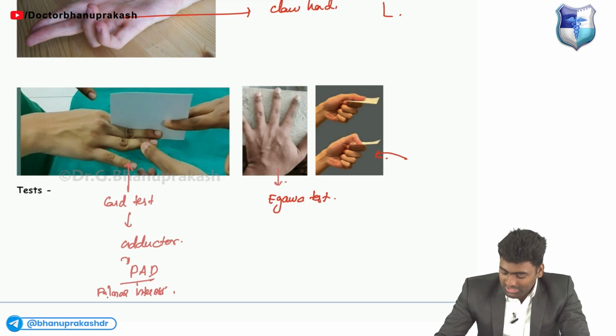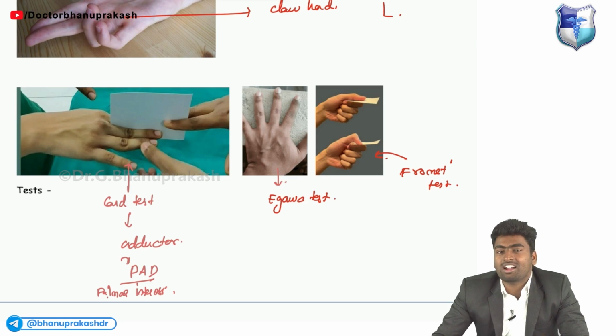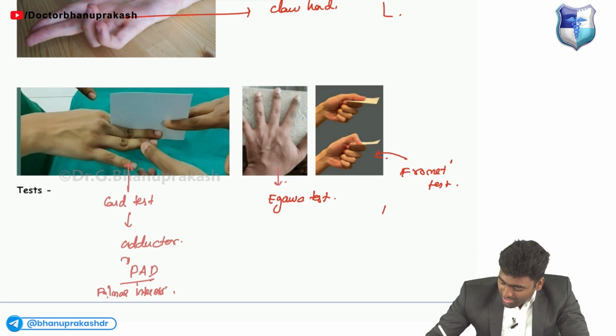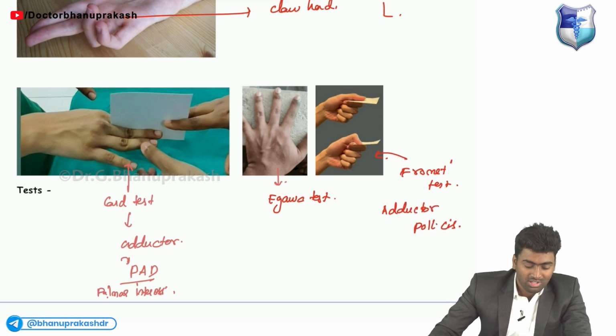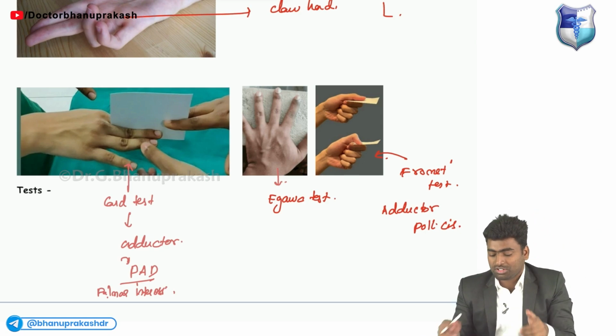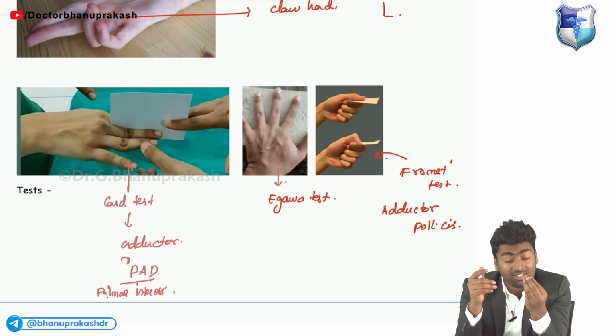Which one is it? It is Froment's test. But which muscle is it? Is it adductor pollicis or abductor pollicis? It is the adductor pollicis. So if you want to check the function of the adductor pollicis, you will give a card or a book test. We will call it Froment's test.